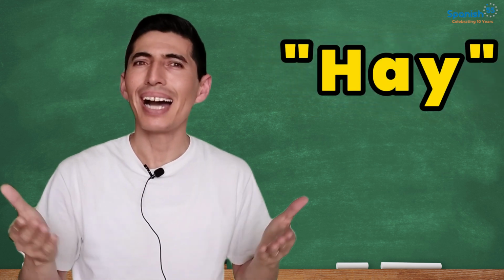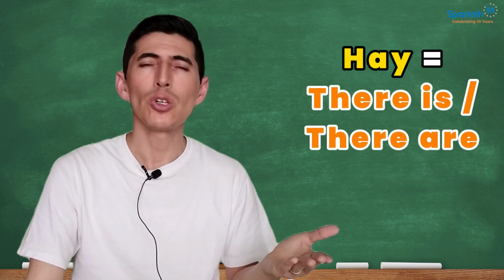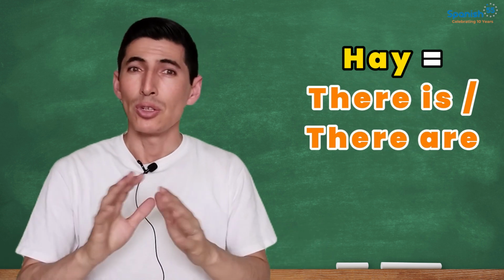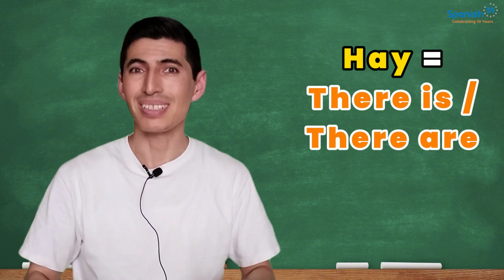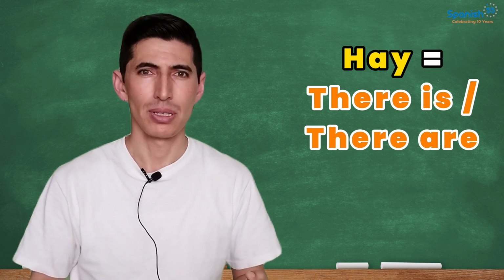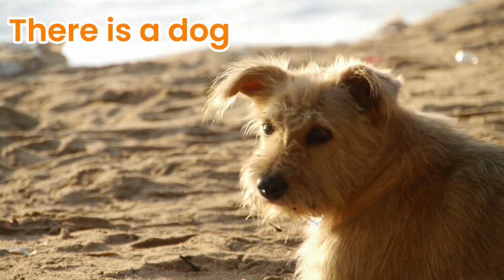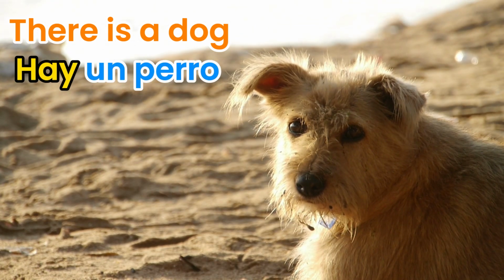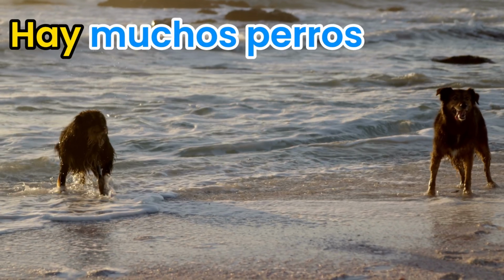So, what does hay mean? It can be translated to either there is or there are. No need to worry whether you're talking about one thing or many, because hay works for both singular and plural. So if you want to say there's a dog, you can say hay un perro. But if there are many dogs, you can say hay muchos perros. One word, no matter the quantity.